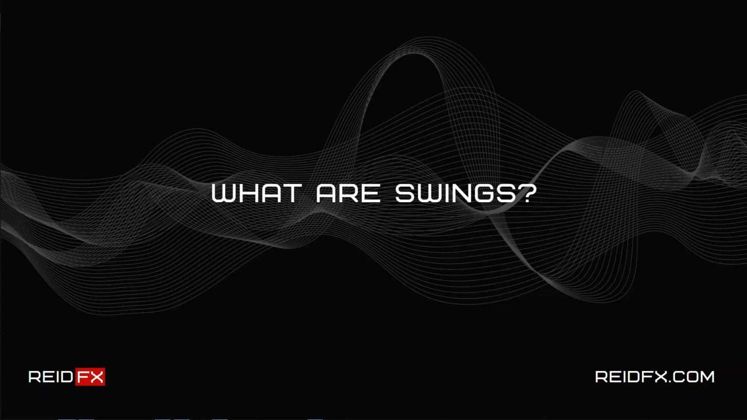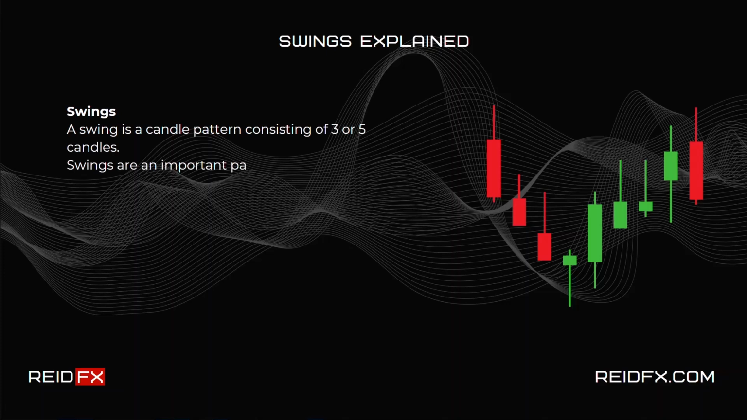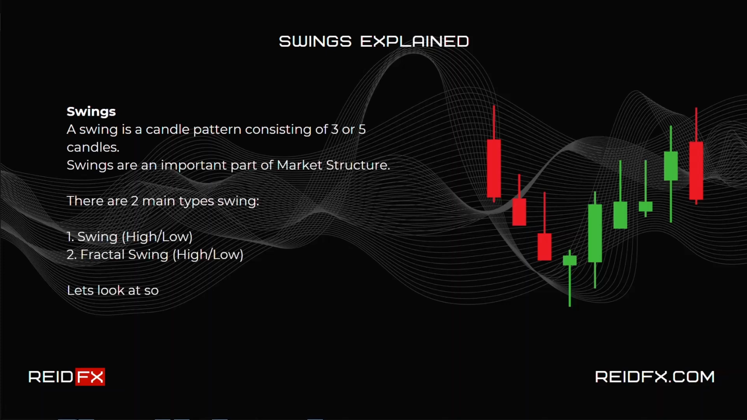In this lesson then, we're going to answer the question, what are swings? So a swing is a candle pattern that consists of 3 or 5 candles. And swings are an important part of something called market structure, which I'll explain in another lesson. Now there are two main types of swings. We have normal swings and we have fractal swings. Now each type of swing also has a high and a low. So we have swing highs and swing lows, and we have fractal swing highs and fractal swing lows.